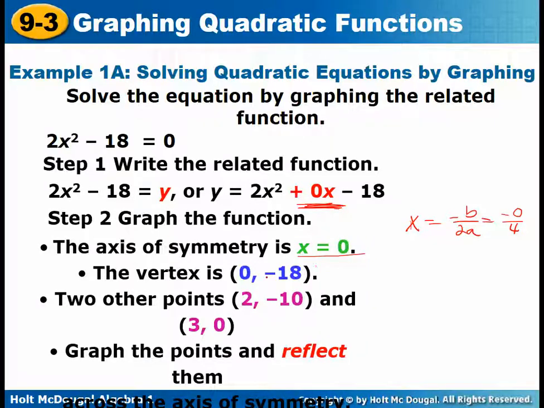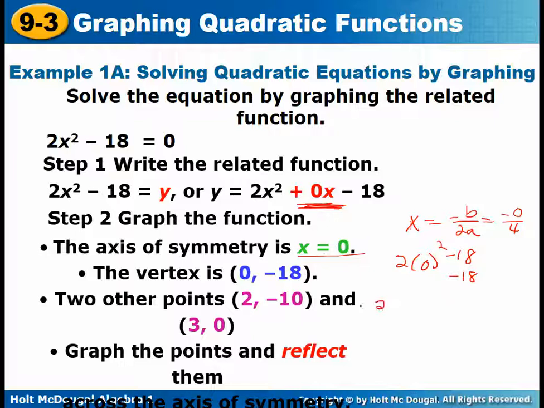The vertex, how did they get that? They plugged 0 into the equation because 0 is the x-coordinate of the vertex, and then you'd have 2 times 0 squared minus 18. 0 squared is 0, 2 times 0 is 0, so you're just left with negative 18 for the y-coordinate. And then they found these points by plugging them into the original equation too.